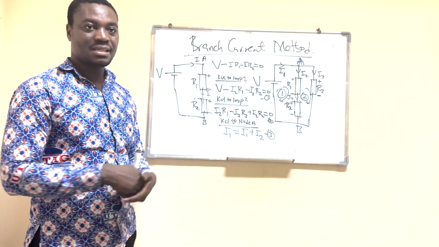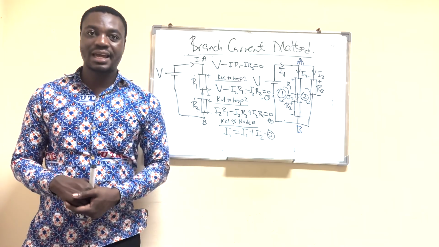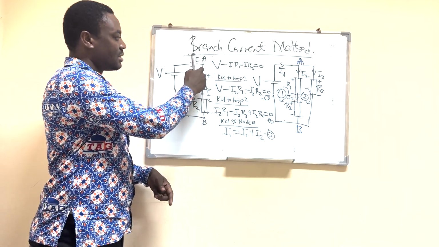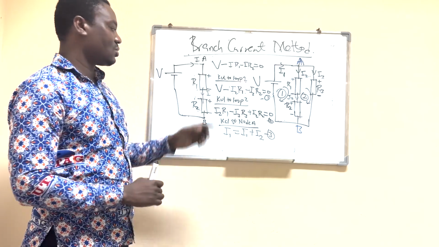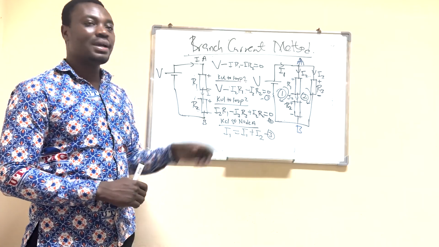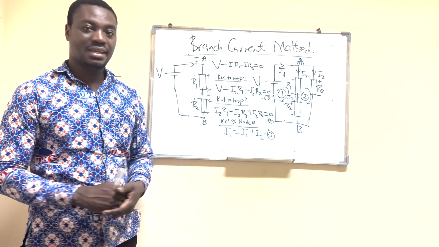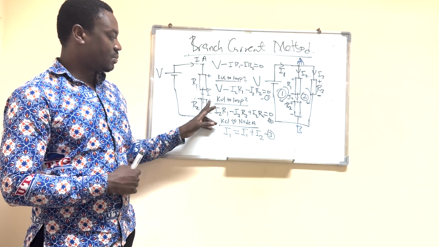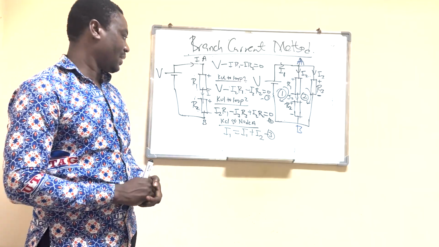Then the second step is you indicate the polarities on the resistors based on the direction of the current. You can see the direction of the current here is coming this way. So the polarities on R1 are plus, minus. The first terminal where the current enters the resistor is positive, and where the current leaves is negative. The same thing you see here: plus, minus on the R2 resistor.